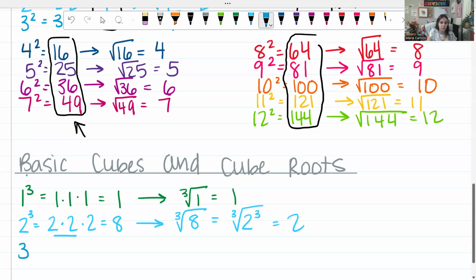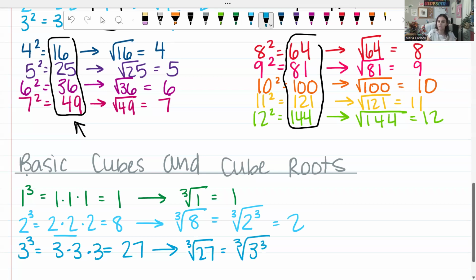All right, 3 cubed, that's like taking 3 times 3 times 3, and 3 times 3 is 9, times 3 gives us 27. If I find the cubed root then of 27, I'm finding that cubed root of 3 cubed. So the 3 cubed and the cubed root, those cubes undo each other, and that cubed root is just 3.